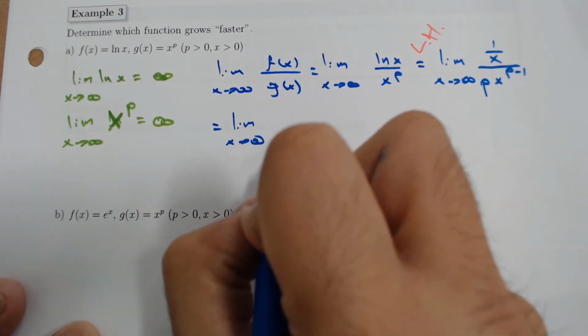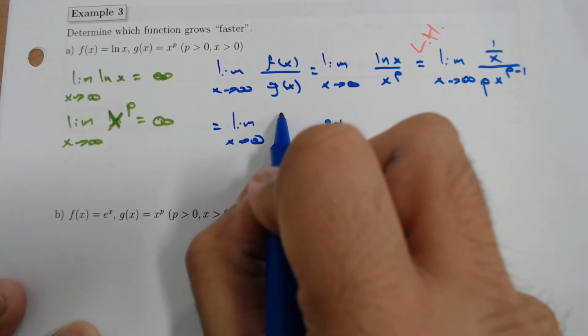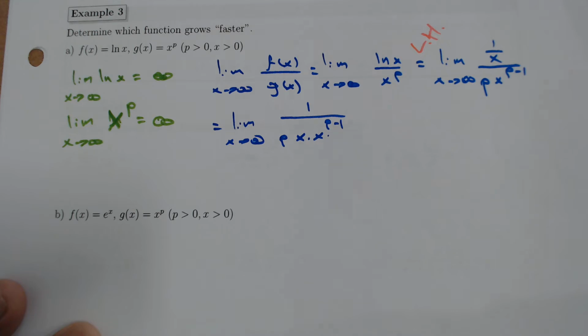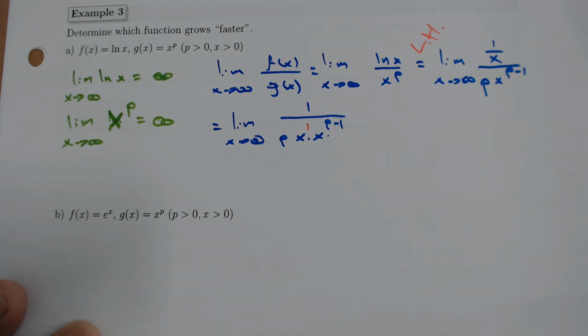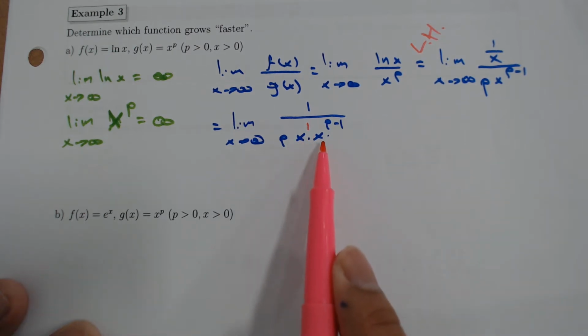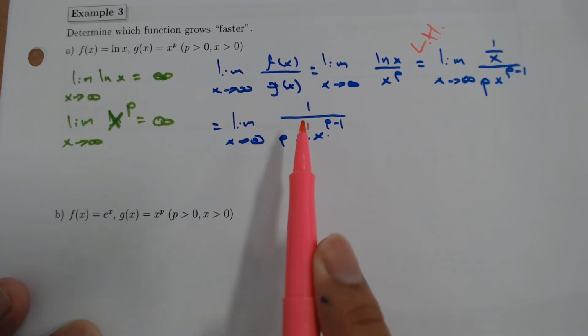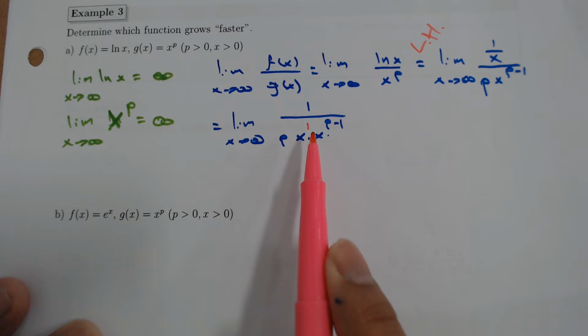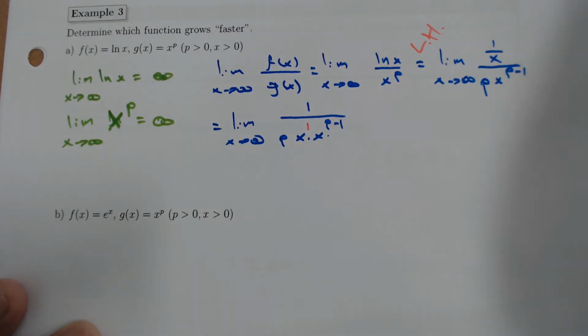So that's going to be px times x to the p minus 1, 1 over that. And well, do you see this invisible power for x, which is 1? And we also have the same base here, x times x. What do we do with the exponents when we have the same base? Add them. So what is going to be 1 plus p minus 1?